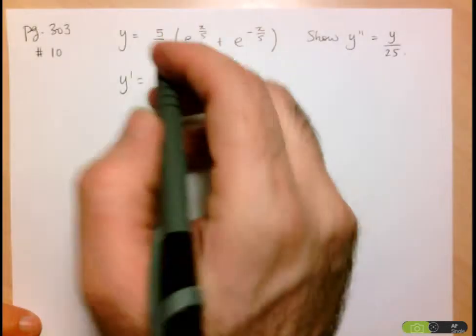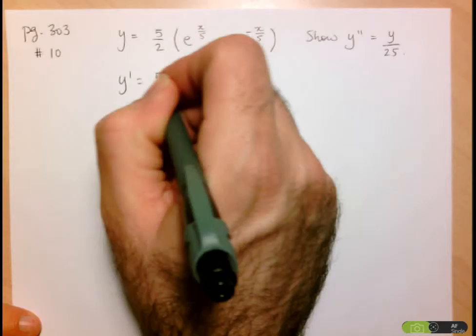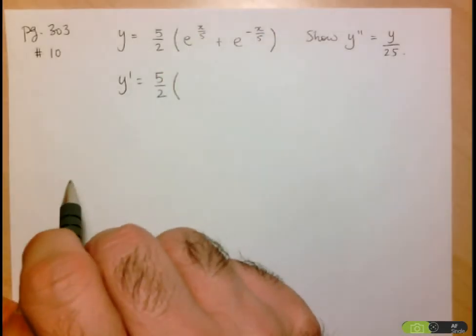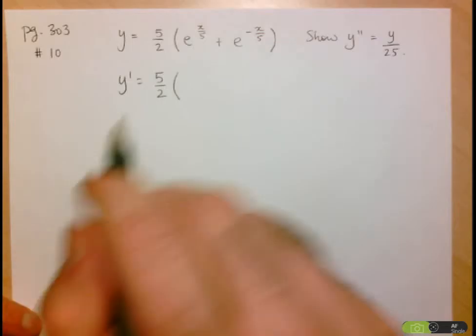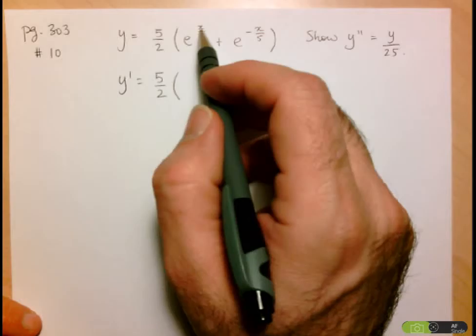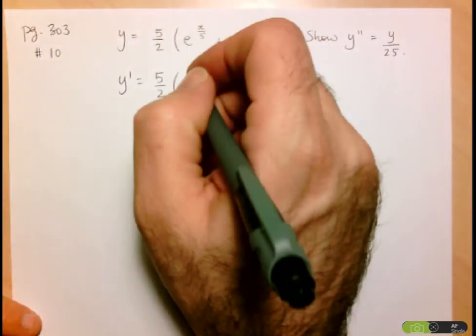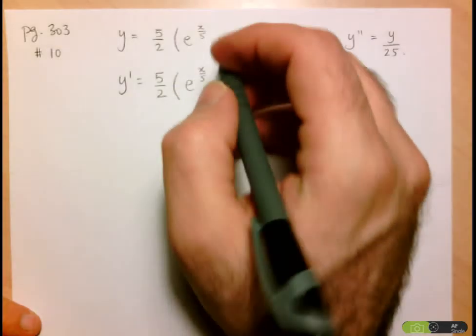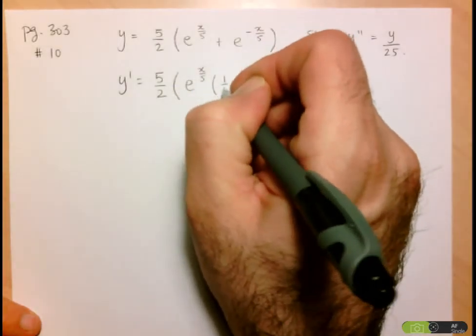Okay, so 5 over 2 is just a constant, so I can leave it out, and now I'm going to find the derivative of what it's multiplying. So let's start with the first term here. We'll have to use the chain rule. So e to the x over 5, the derivative will be e to the x over 5 times the derivative of x over 5, which is just 1/5.